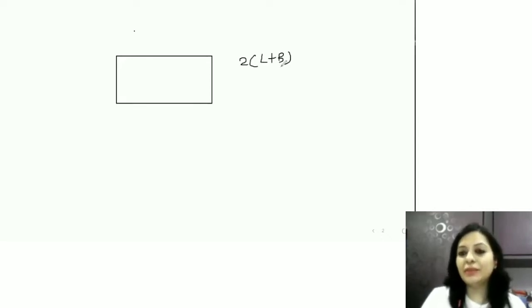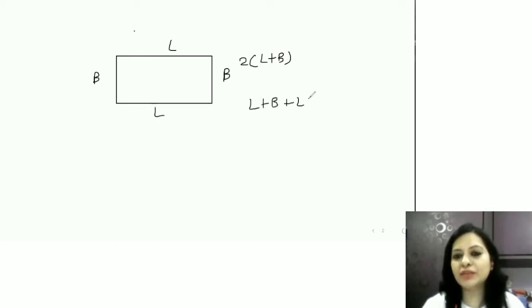But if I tell them the basic, okay, perimeter basically means the boundary of anything. So this is L, this is B, this is L, and this is B. If you add them all, you will get L plus B plus L plus B, which is actually 2 times L plus 2 times B, which is actually 2(L plus B). So that is how we get this formula.